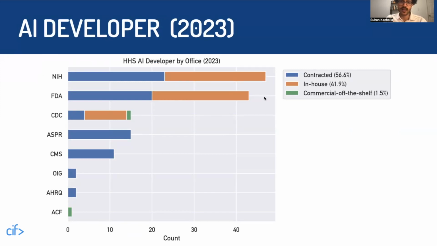It is sometimes nice to have in-house capacity, or there might be use cases that are more internal to the department. And here you can see that for some agencies or offices like NIH, FDA, CDC, there are a lot of in-house projects, and also a mix of contracted projects. Whereas for other agencies, the other ones on this list, it's almost all contracted.